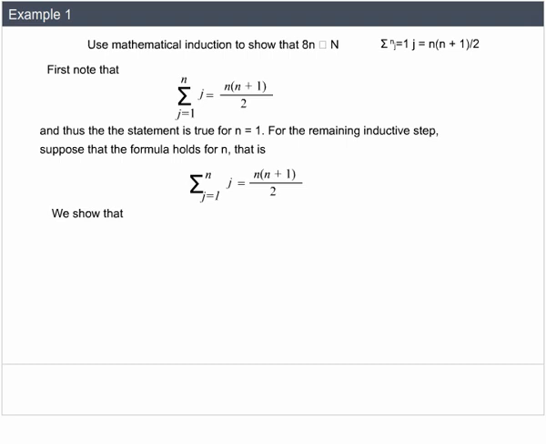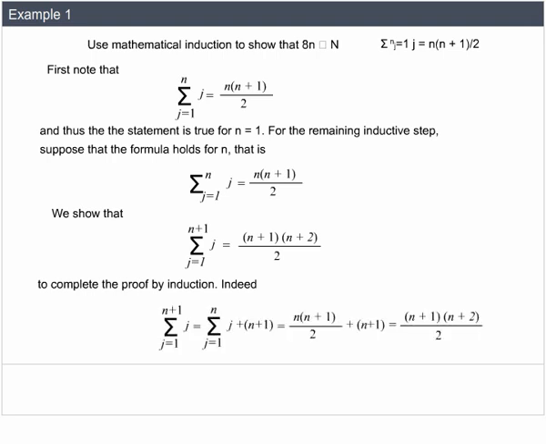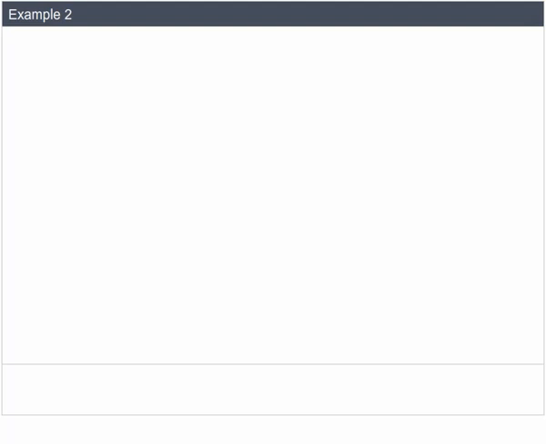We show that the summation of j from j=1 to n+1 of j equals (n+1)(n+2)/2. To complete the proof by induction, indeed, the summation of j from j=1 to n+1 of j equals the summation of j from j=1 to n of j, plus n+1, which equals n(n+1)/2 plus n+1, which equals (n+1)(n+2)/2. And the result follows.